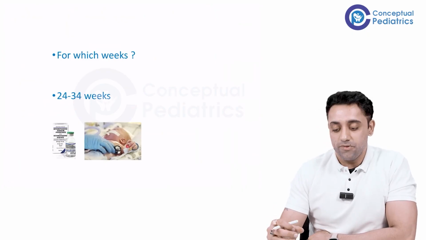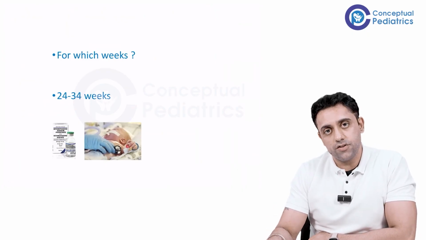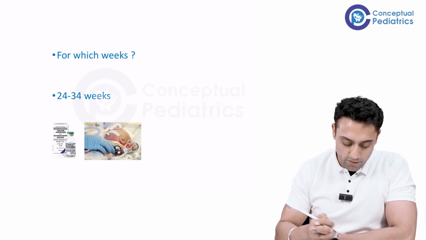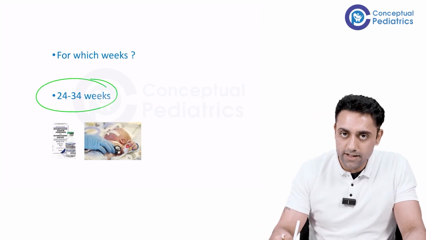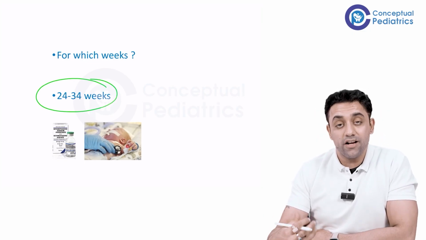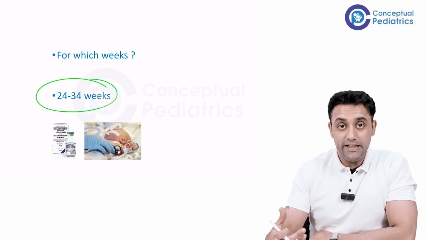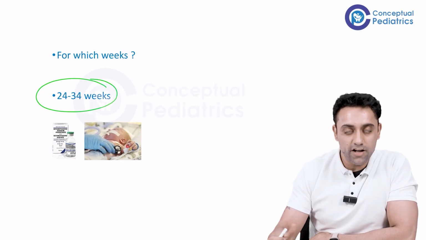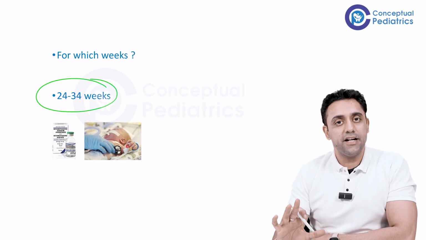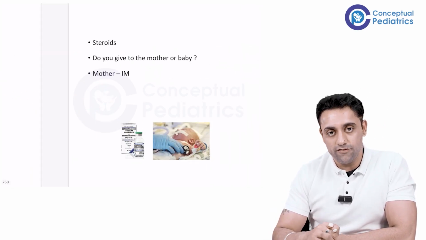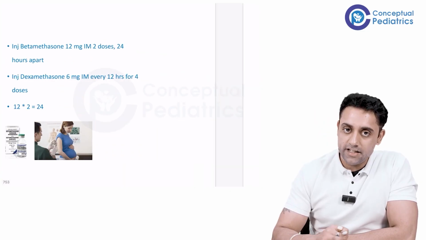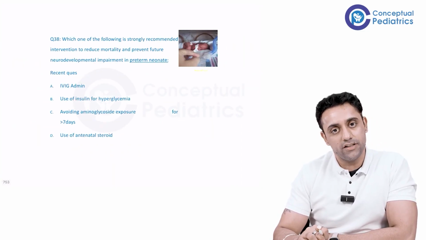And one more question: for which weeks of pregnancy are we expecting to give antenatal steroids? 24 to 34 weeks of pregnancy, for mothers who have leaking per vagina and we are expecting a delivery within 24 hours. For those mothers we give antenatal corticosteroids. So the answer is 24 to 34 weeks. Remember that, okay? And it is given intramuscular. That is important for the exam.